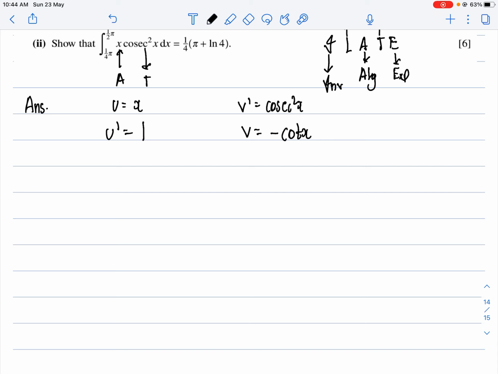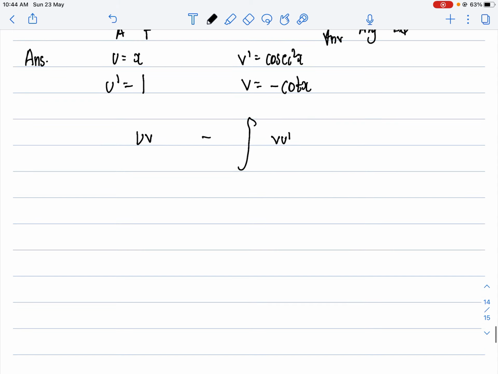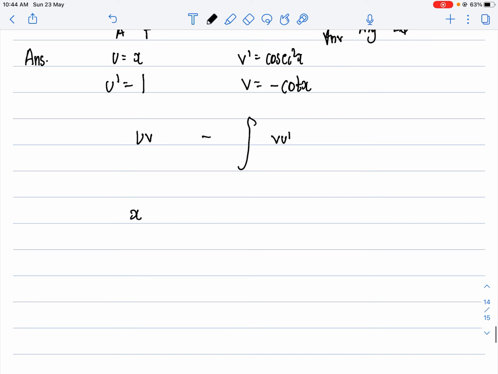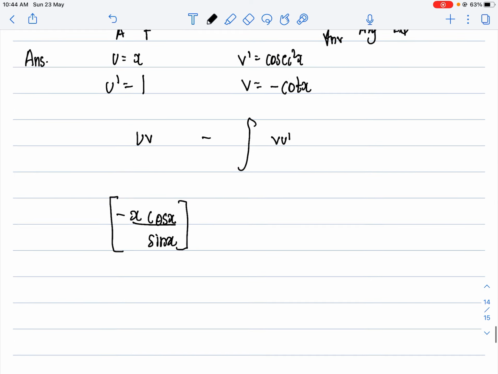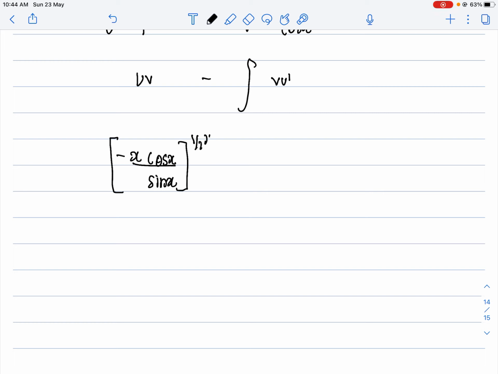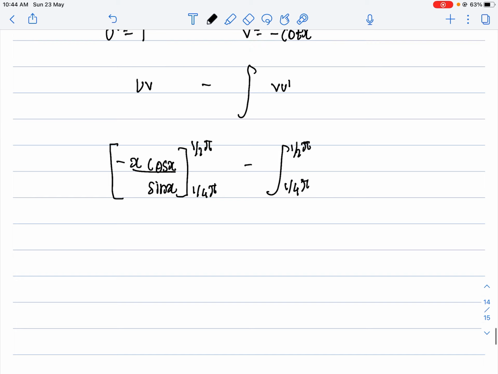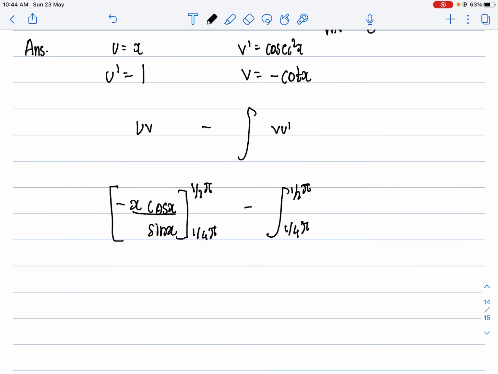Now I use my formula, which is uv minus the integration of vu dash. So u into v is minus x cot x, which can be written as minus x cos x over sin x, with the limits 1 over 4 pi and 1 over 2 pi. Minus the integration between 1 over 4 pi and 1 over 2 pi of vu dash, and vu dash is simply minus cot x dx.